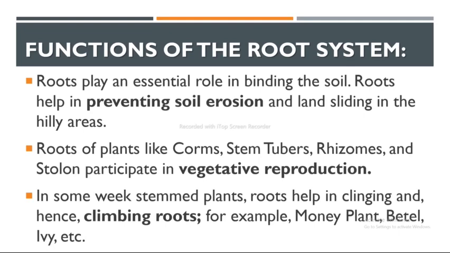Roots of plants like corms, stem tubers, rhizomes, and stolons participate in vegetative reproduction. In some weak-stemmed plants, roots help in clinging and hence are climbing roots. For example, money plant, betel, and ivy, etc.